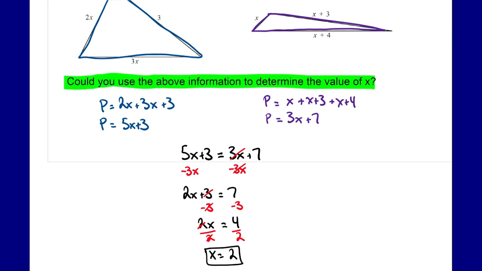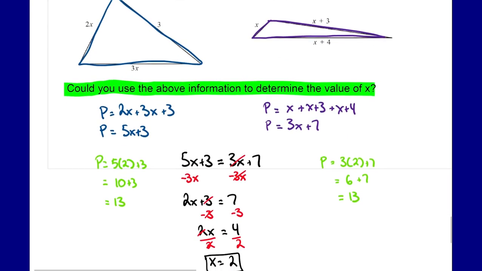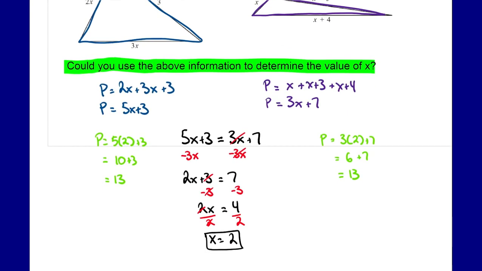I could plug that back in and see, do I have the same perimeter? It's not asking for that, but let's do that anyways, just to check. So P equals 3 times 2 plus 7. We get 6 plus 7, we get 13. On the other side, P is equal to 5 times 2 plus 3, which is equal to 10 plus 3, which is equal to 13. So when x is 2, the perimeters for both triangles equal 13, which means they have the same perimeter, which means this value of x works. This is my solution.